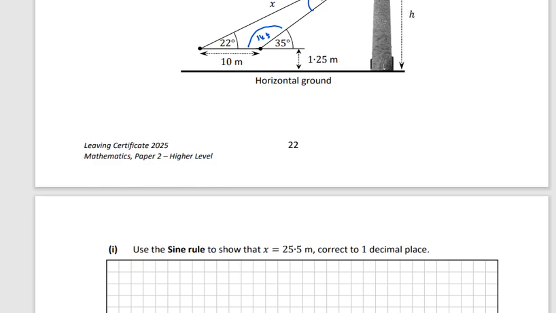So let's just use sine rule then. They tell us to use sine rule, and it's just picking a side. So if I take x and put it over sine of the angle across from it, it's 145. That has to be equal to 10 over sine of the angle across from it. The angle across from the 10 is the 13.